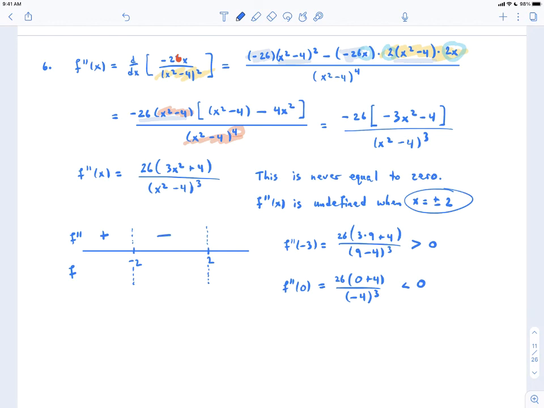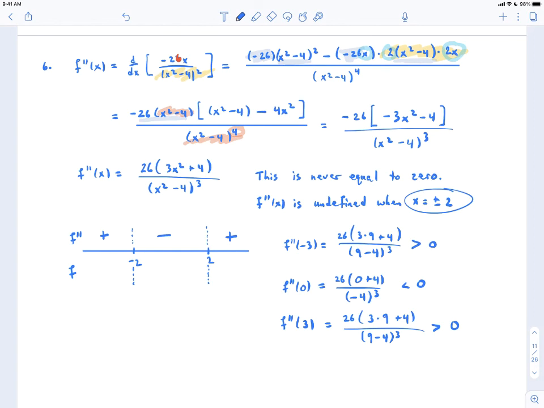Now there's one more interval to check. The rightmost interval, the number's greater than 2, so we can just pick, for example, 3 again. So f prime prime of 3 is going to give us the same thing that we had with our first computation. It's 26 times 3 times 3 squared, so that's times 9 plus 4. And we're going to divide that by 3 squared is 9 minus 4 quantity cubed. So once again, that's greater than 0.